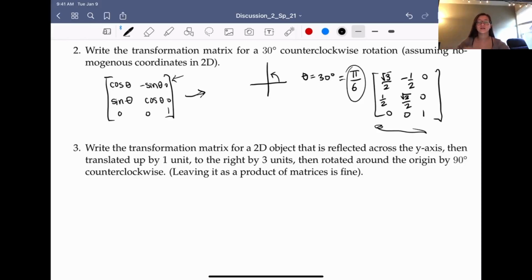Okay, on to the last question for the transformation section. Write the transformation matrix for a 2D object that is reflected across the y-axis, then translated up by 1 unit, to the right by 3 units, then rotated around the origin by 90 degrees counterclockwise.